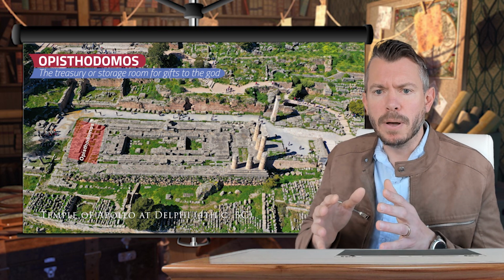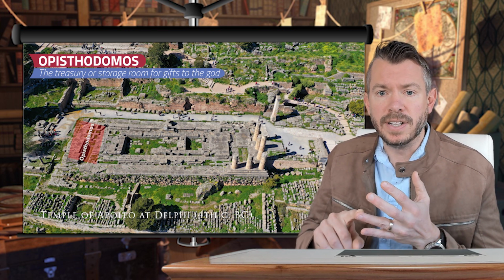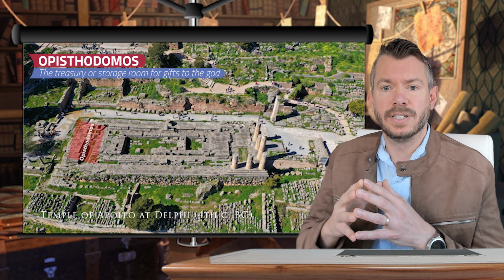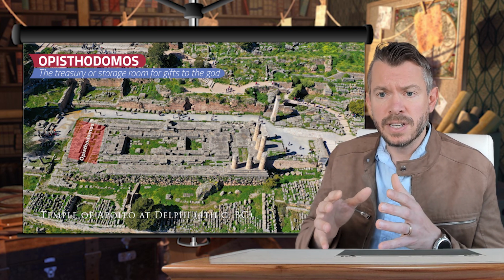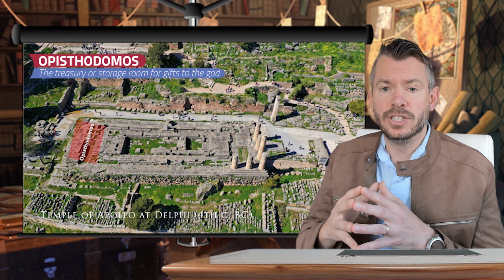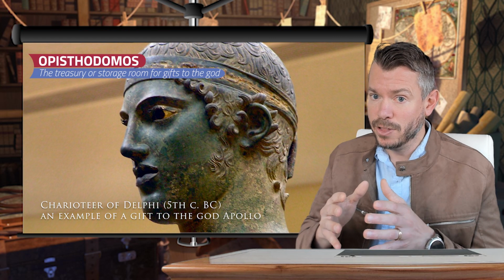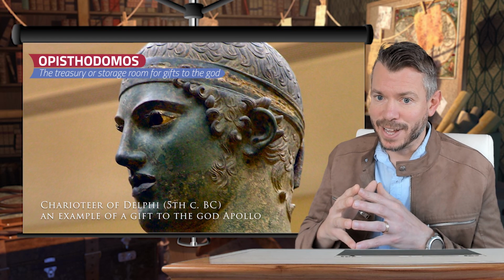The Opisthodomos served as the storage unit for offerings, for treasury funds, and for important dedications. The Athenians, for instance, used the Opisthodomos of the Parthenon to store the city's treasury. If a Greek temple looks like it has a back porch, but it's actually a secure vault for sacred loot, then, my friend, you are looking at the Opisthodomos.